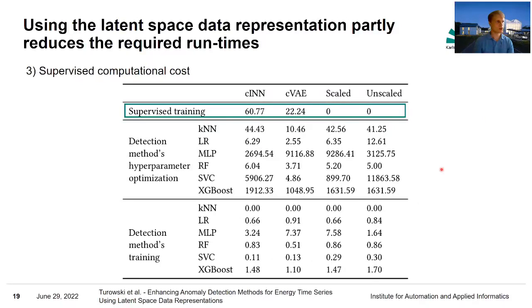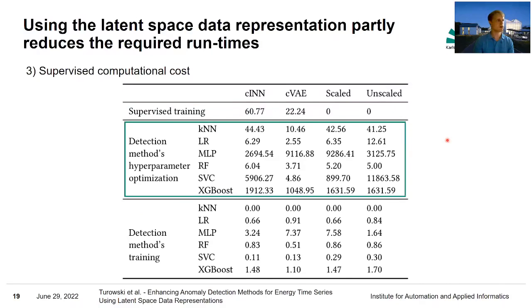We compare it to the times required to perform a hyperparameter optimization. You see that it's much lower for some methods, that it's about the same for other methods, and higher for other methods. If you compare to the detection method's training time, then you see that it's considerably higher. After having compared the rows here, the categories of runtimes, let's compare the data representations.